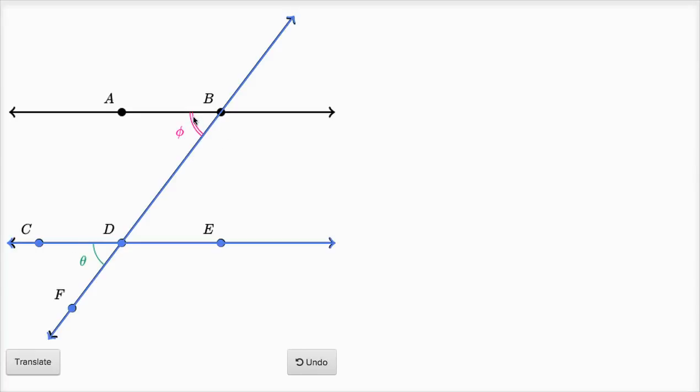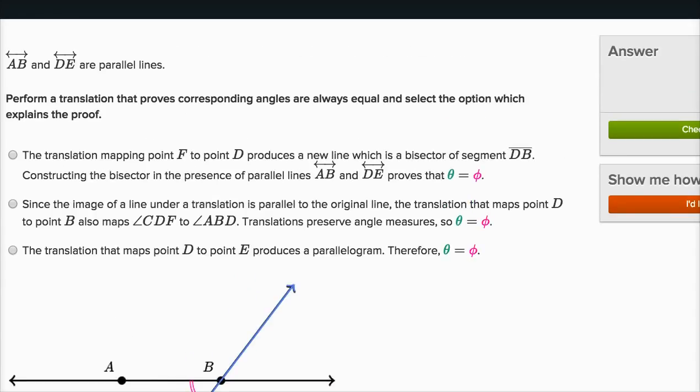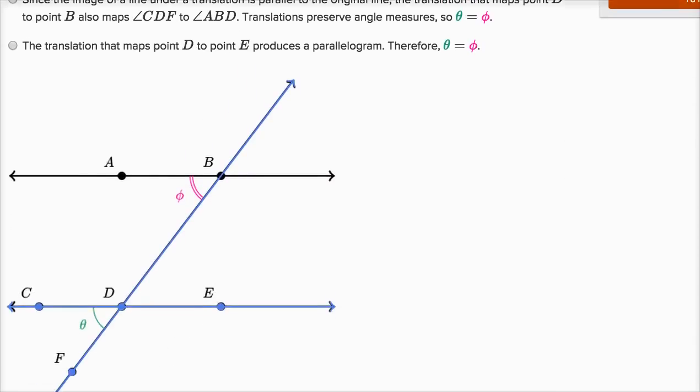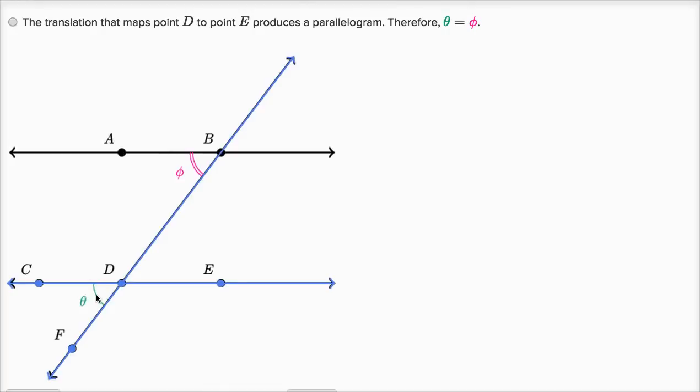And so you see this is the bottom left angle, this phi, and then you have theta right here, the bottom left angle down here. So these are corresponding angles. Line FB is a transversal. And they already told us that line AB and line DE are indeed parallel lines. So we want to prove that the measures of these two angles are equal.